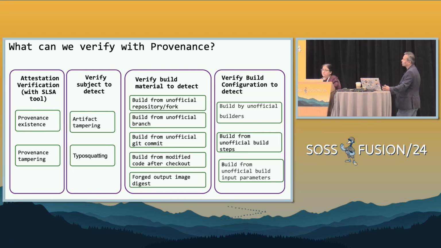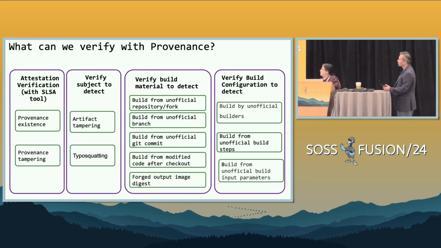Even if the source control platform was genuine, there is no guarantee that the branch is official. So that check we were able to do. It was from an official Git commit. The code was not modified after it was checked out, and the output image digest was not forged. I mean, there is quite a possibility that an adversary image can forge the digest of the genuine image. So that check we were able to do.